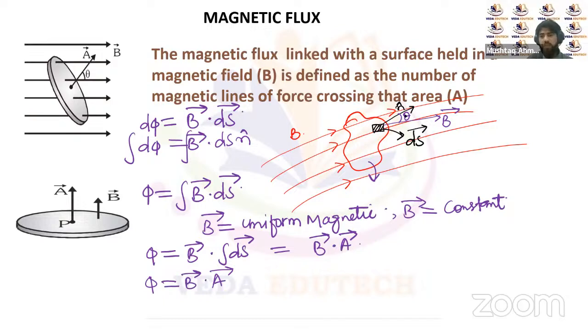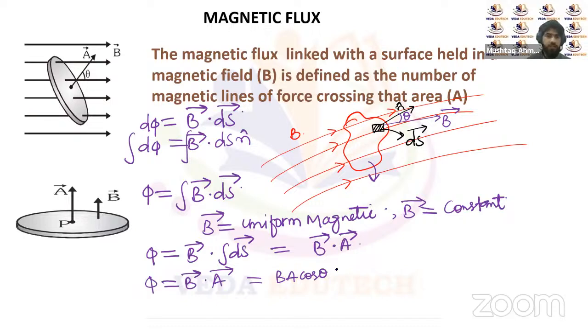And if the angle between this B vector and area vector is theta, we can write this B dot A as B A cos theta. Or we can say that it's the projection of the magnetic field along the given area vector. So this is how we define the magnetic flux through a given area.